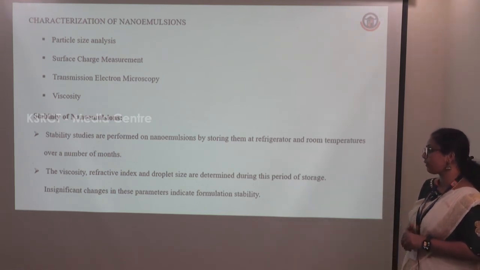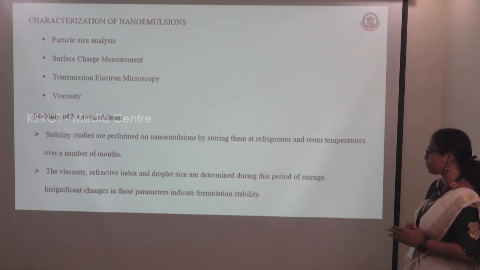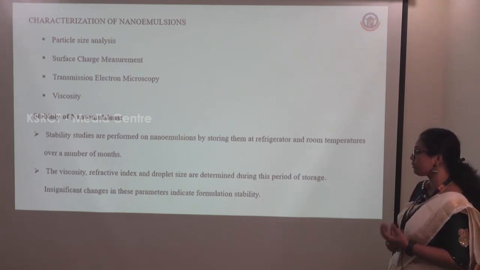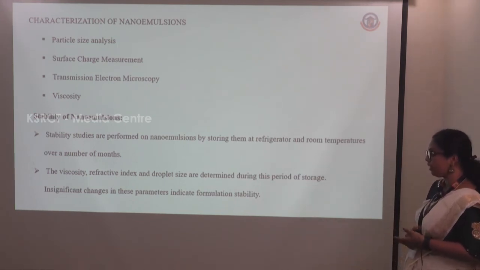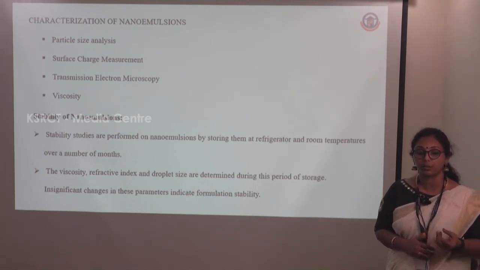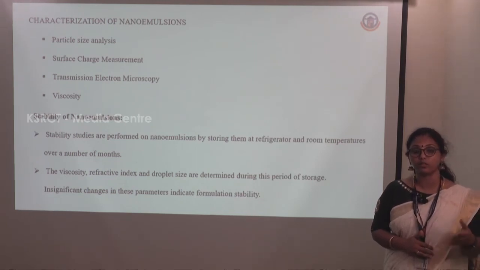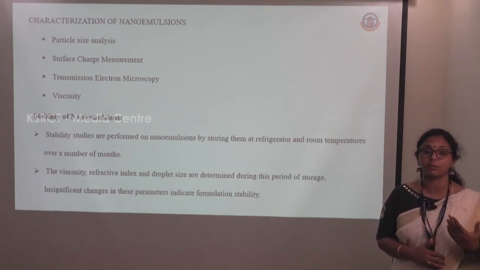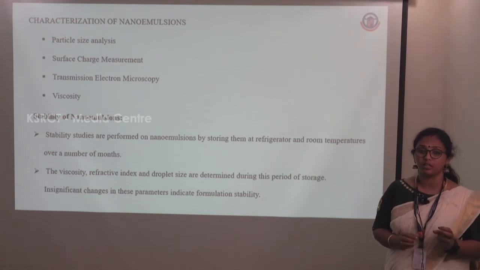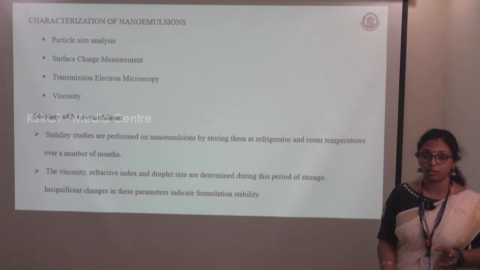The viscosity, refractive index and droplet size can be checked throughout the period of storage. A significant change in these parameters indicates formulation instability. Normally, if the nanoemulsion is stable, the viscosity or the turbidity will be in the normal range. Once the viscosity or the turbidity increases, that indicates the instability of a nanoemulsion. So these are very important parameters for checking the stability of a nanoemulsion.